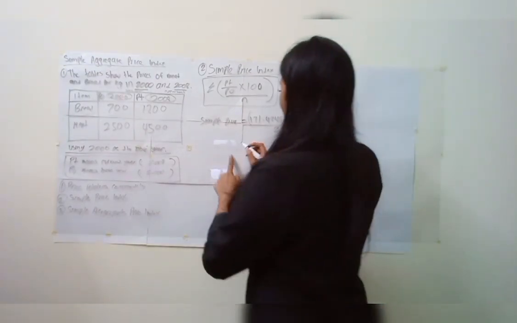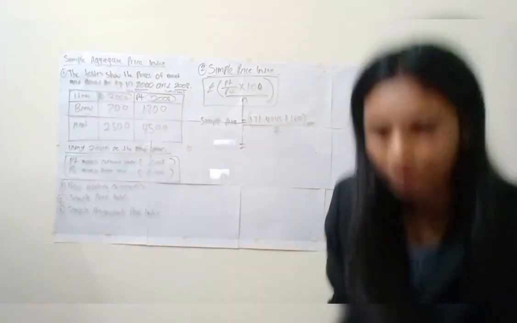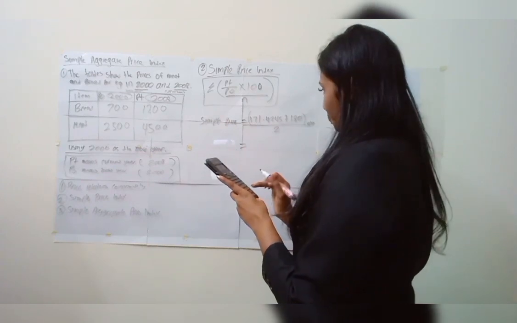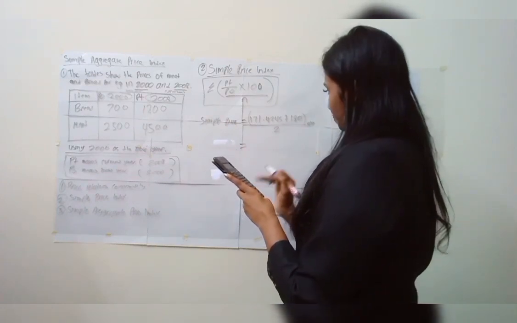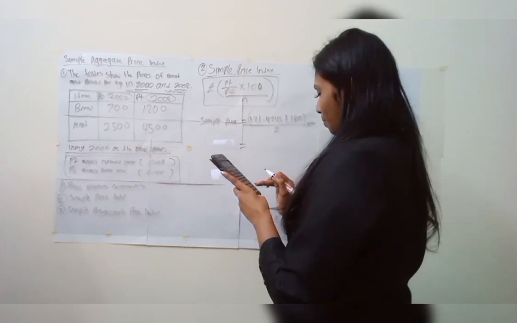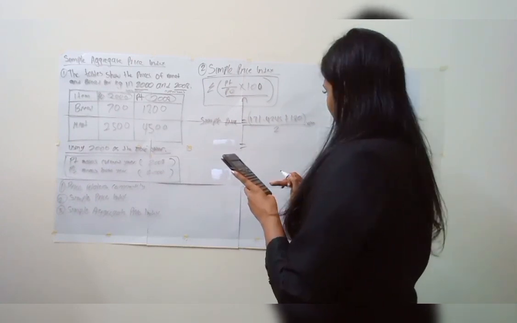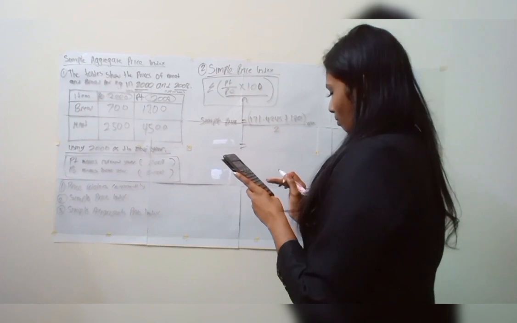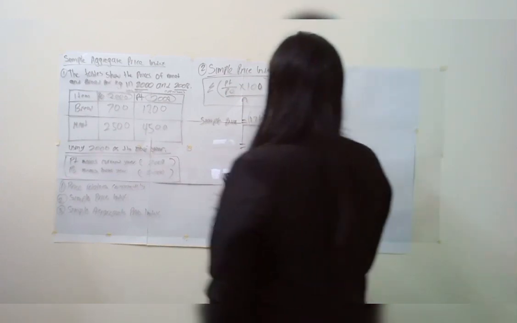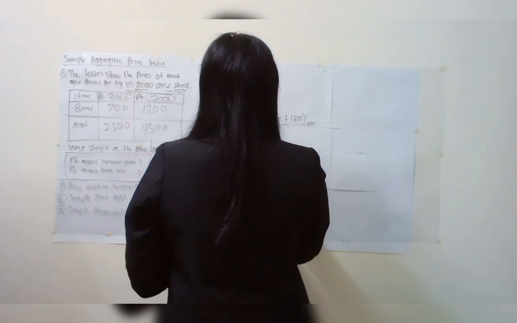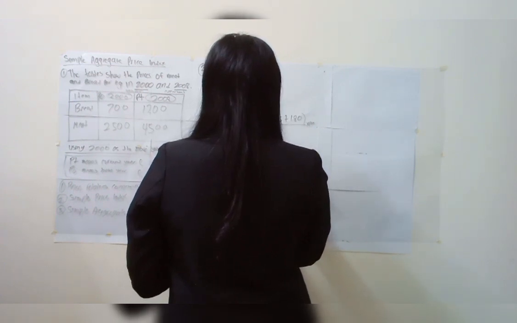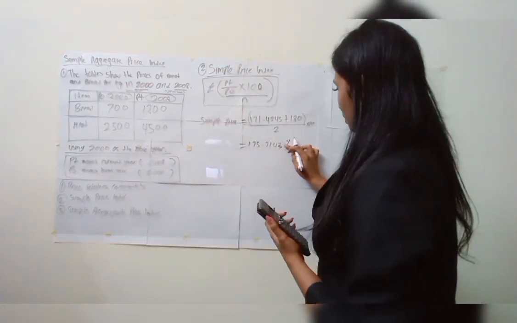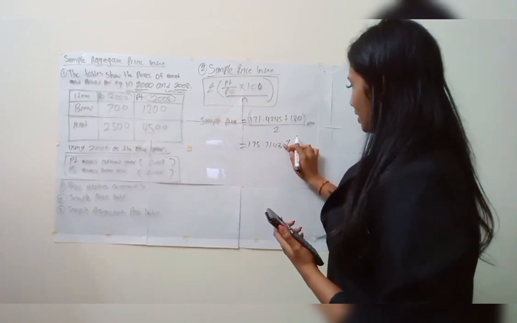So times it. So the answer is, let's calculate that. 171.4245 plus 108, and so the answer is 1757143. Okay, this is our answer.